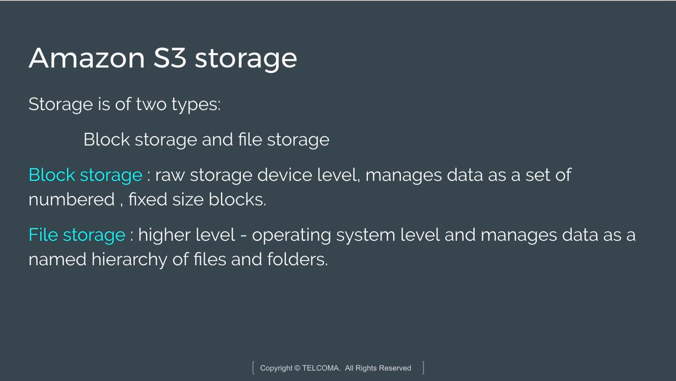Next, if we talk about storage, storage is of two types, block storage and file storage. Block storage is at the raw storage device level. We can manage data as a set of numbered and fixed size blocks. Whereas file storage is at a higher level. This is the operating system level and it manages data as a named hierarchy of files and folders.